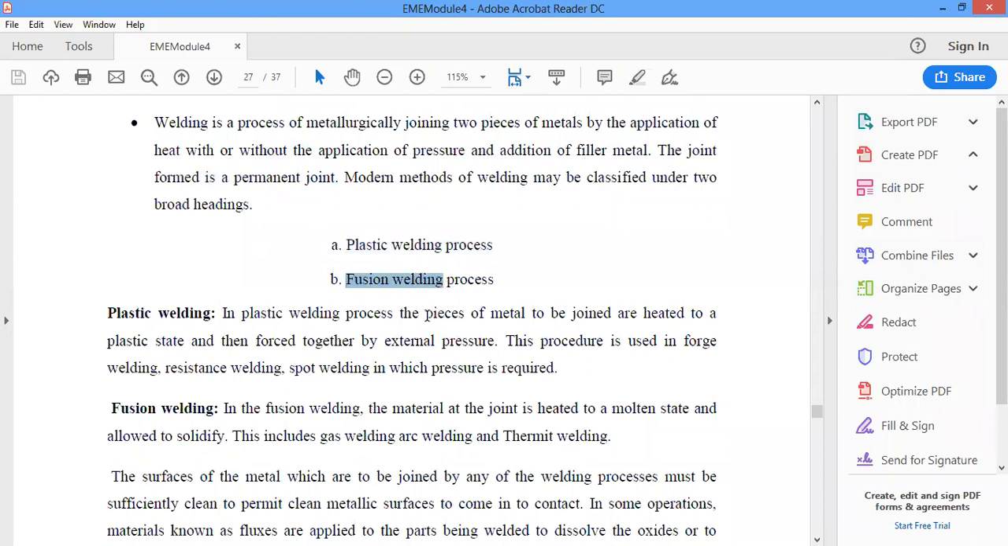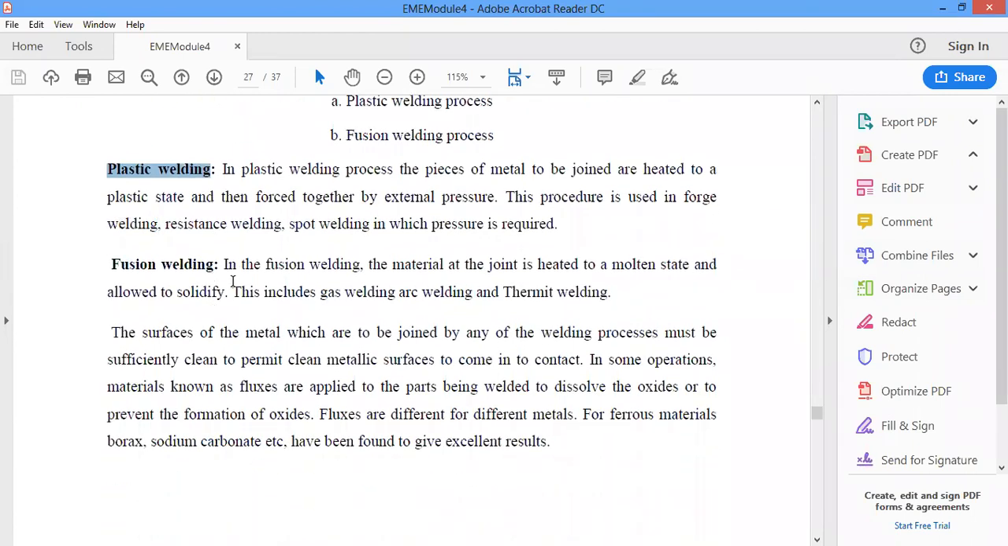In the plastic welding process, the pieces of metal to be joined are heated to a plastic, that is, a semi-solid state, and forced together by external pressure. They bond to each other once they are in the semi-solid state, which they attain at very high temperatures. They can be forged also. Examples are forge welding, where force is applied by hitting with a hammer while they are in the semi-solid state, resistance welding, and spot welding. These are the different welding processes that come under plastic welding.